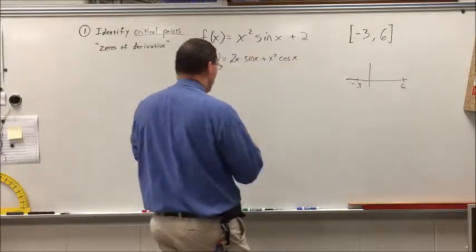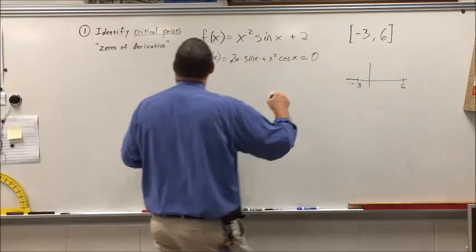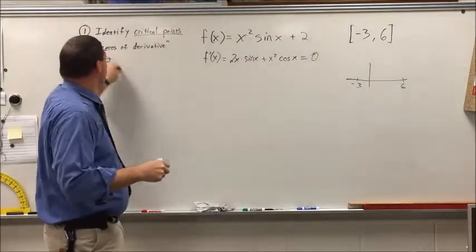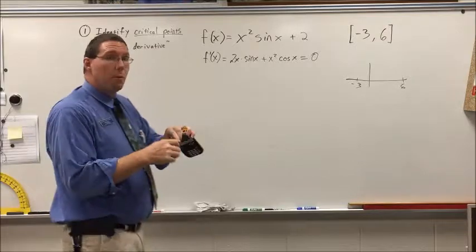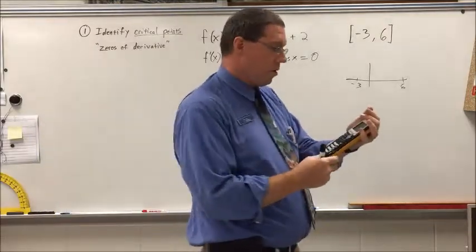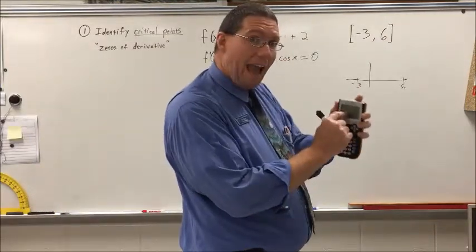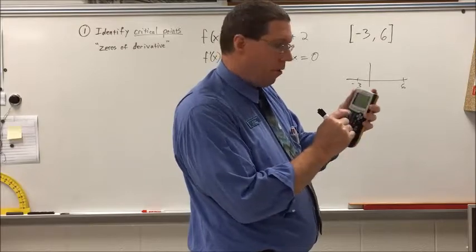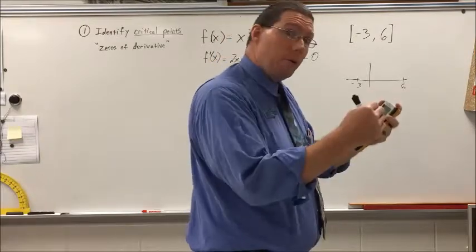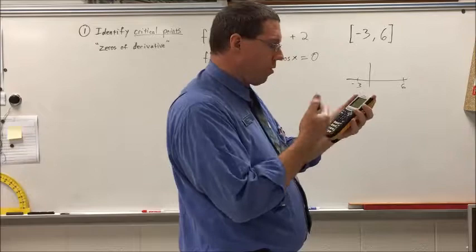And since I want to know where this is equal to 0, that gives me the critical points, the zeros of the derivative. I want to find those 4 zeros. Now one of them looks like it's at x equals 0, meaning y equals 0 when x equals 0.